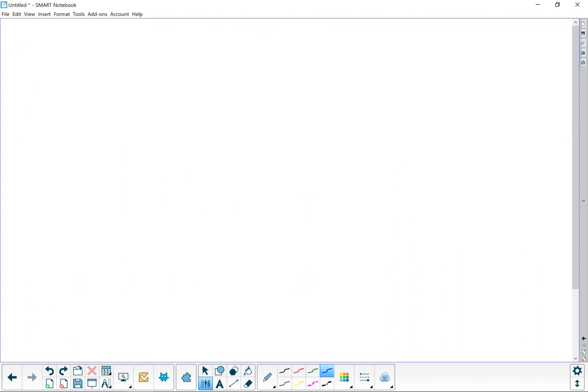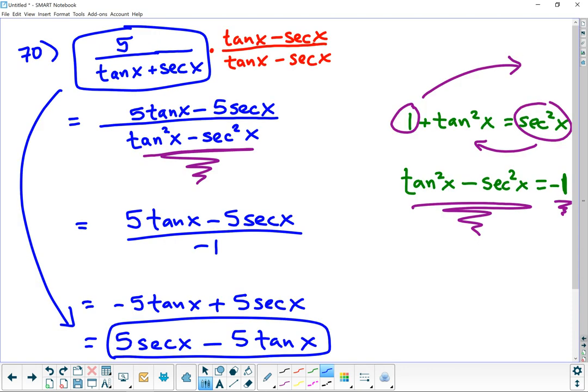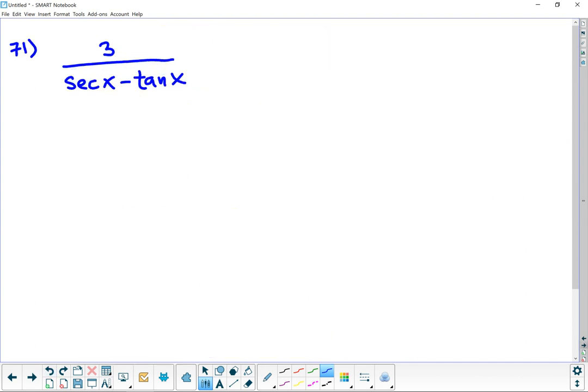Okay, and the last one, number 71. We've got 3 over secant x minus tangent x. Okay, so this looks very similar to the last one. The last one was tangent x plus secant x. And this one is secant x minus tangent of x. Right, so same kind of idea.